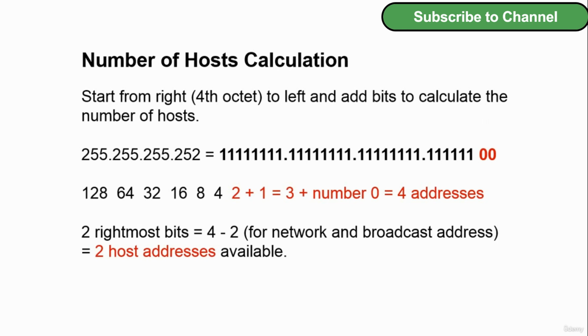So the host calculation is easy. It's just the first 2 bits, and that gives me 3 plus the number 0 equals 4 addresses. And I subtract 2 for the network and broadcast, and that's where I only get 2 host addresses that I can assign.